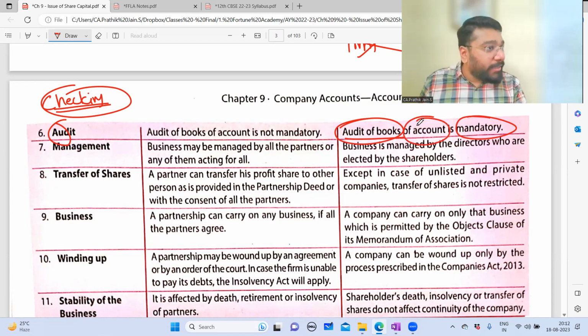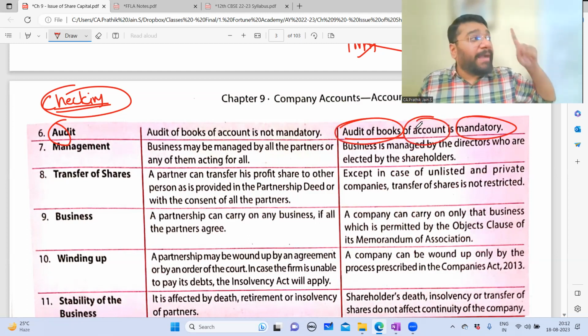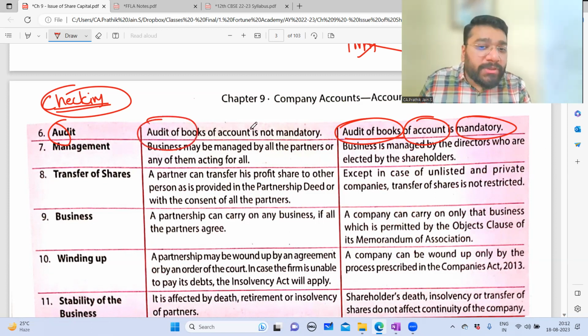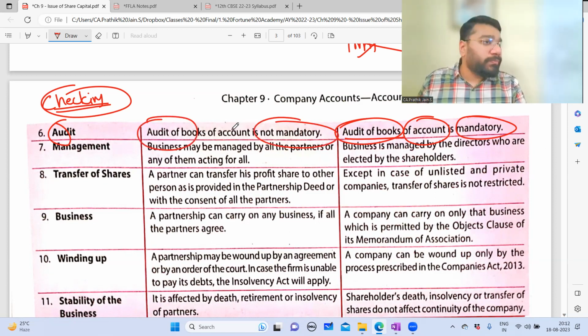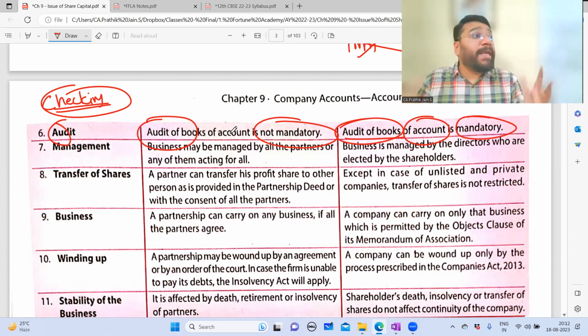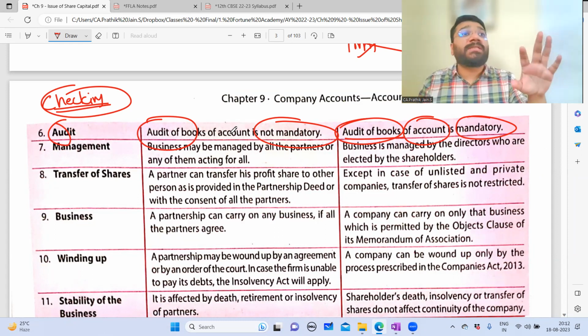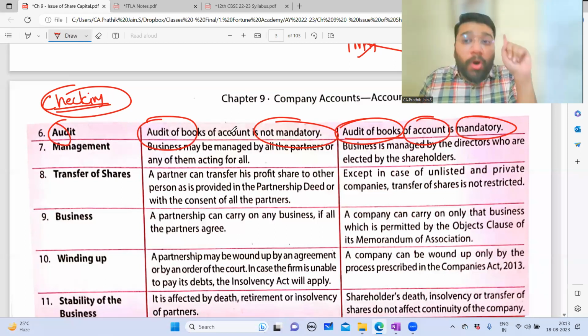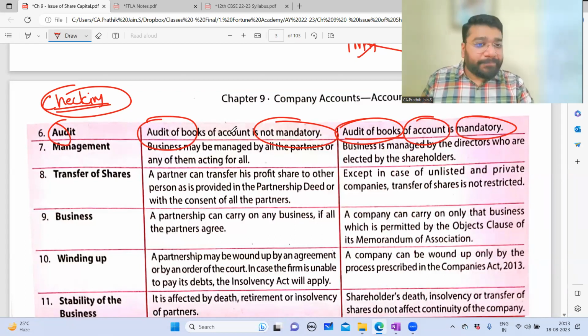In the Partnership Act, is auditing compulsory? Not at all. The Partnership Act 1932 does not compel you to do the audit. Audit of the books is not mandatory in the Indian Partnership Act 1932, whereas it is compulsory in the Companies Act 2013. That's why a person who wants to start a business has to be very, very careful, because when you start a business in the form of a company, it comes with a minimum expenditure every year, irrespective of whether your business has started or not, whether you're in profit or loss. You have to constantly incur certain expenditures. So you have to be very, very careful and thoughtful before you start a company.